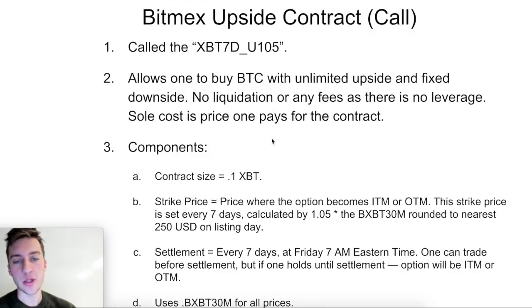So what this allows you to do is to buy Bitcoin with theoretically unlimited upside and a fixed downside. You can only lose so much with this one. There's no liquidation, there's no margin call, and there are no fees, because there's no leverage. And the only cost that you pay is the contract price that you can find on the order book.